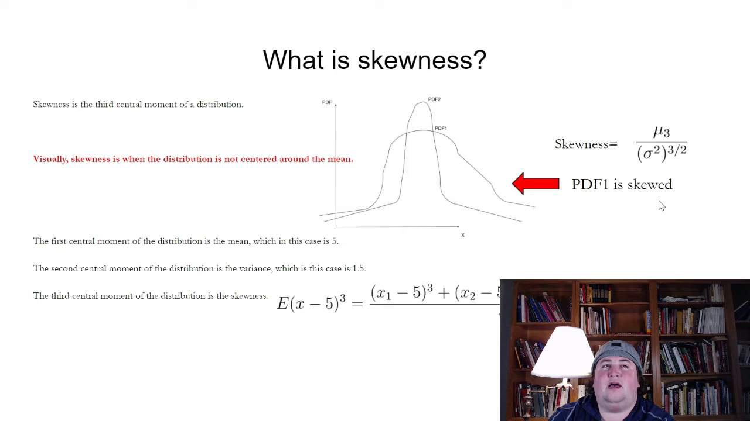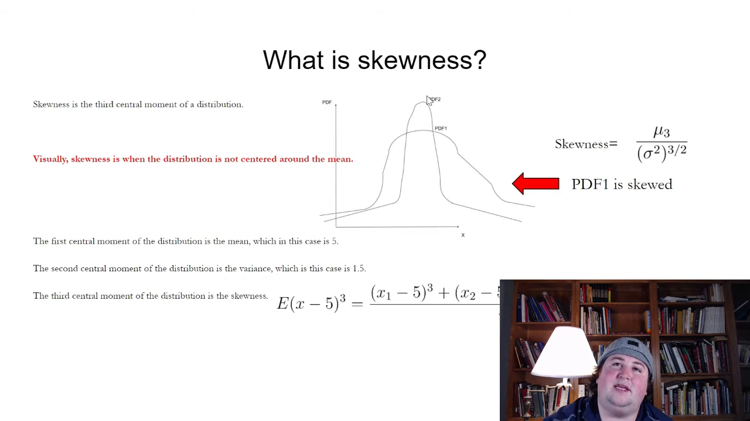Okay. And so visually, skewness is when the distribution is not centered around the mean. And so you can see here with PDF1, it's skewed to the right side, right? You can see this terrible drawing here that I did. But in general, it's skewed to the right side. It's not centered, and it's sort of weighted towards the right side of the distribution.